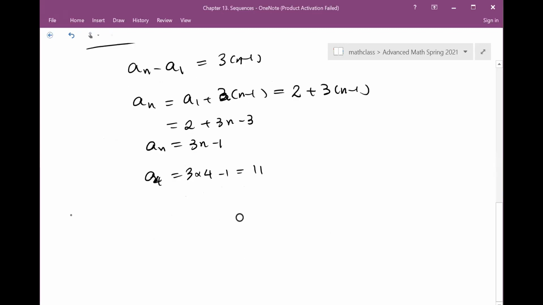Right. The next type of series is called the geometric sequence. Okay. Geometric sequence.